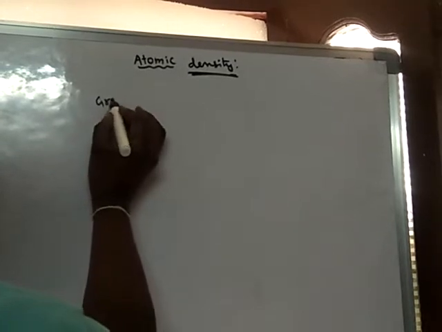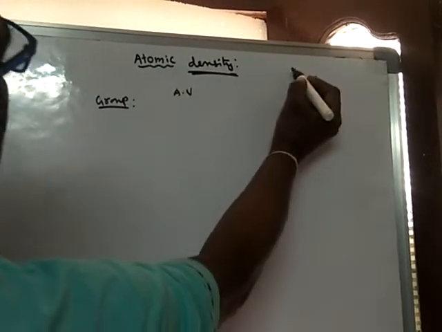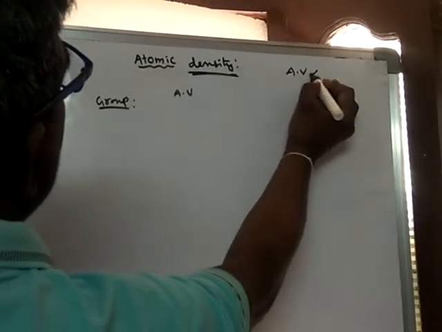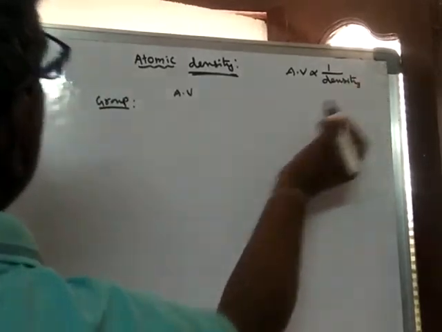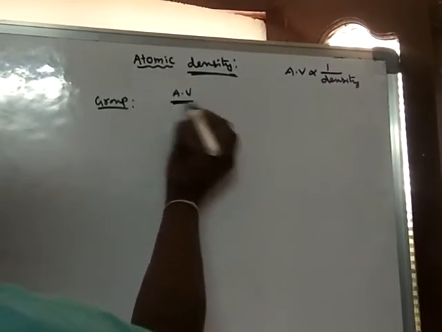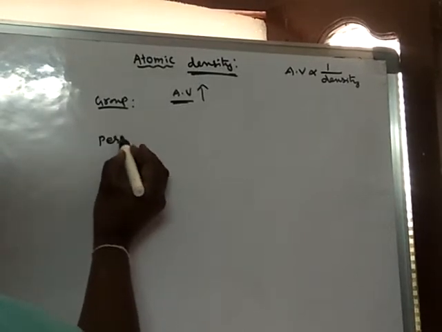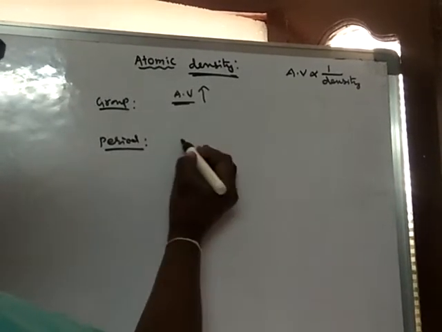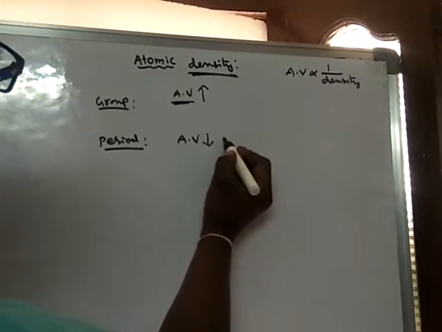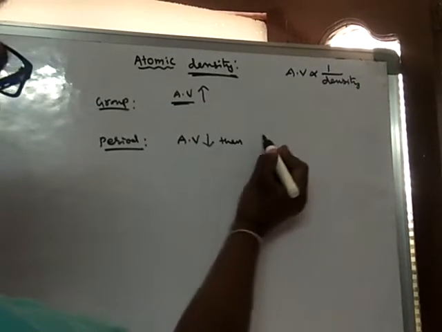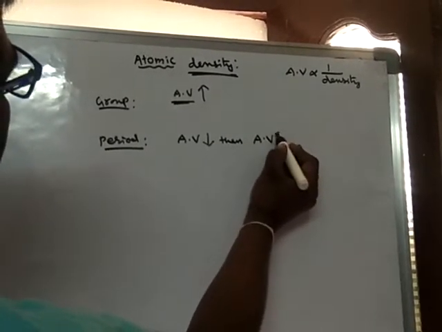See group wise, how atomic volume is varying. Already we learned that atomic volume is inversely proportional to density. Group wise, atomic volume, how does it vary? It increases. And period wise, how does it vary? Initially atomic volume decreases, then from the middle, atomic volume increases.